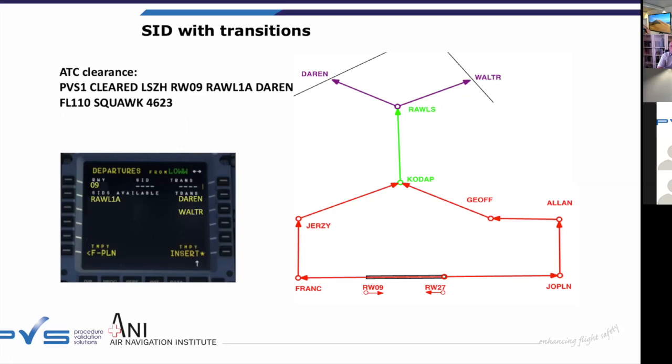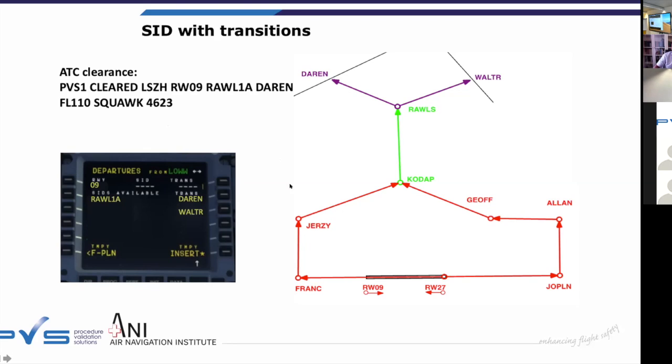PDS 1 cleared to Zurich, for example. Runway 09, which states the runway position. RALS 1 Alpha, Darren. So this defines first the runway transition with the term runway 09, then the common SID, it's the RALS 1 Alpha, and the en route transition, which would be Darren. Flight level 110 and the squawk. So what would you do with this clearance in the FMS?